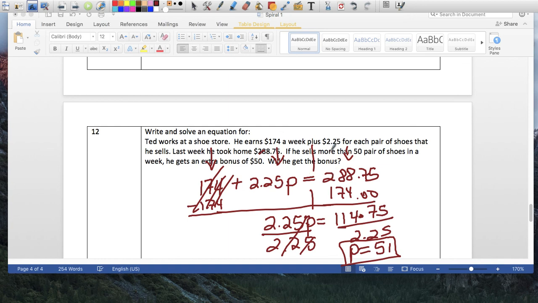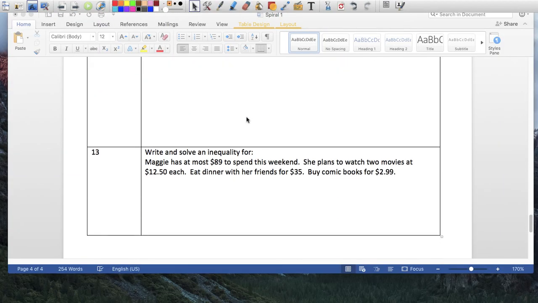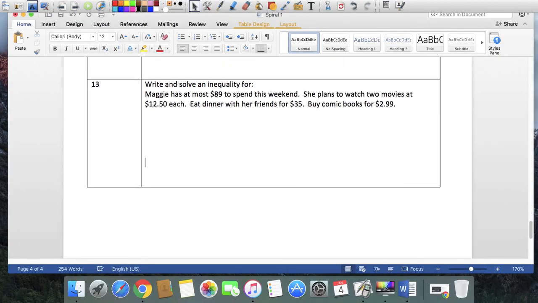So the question is, if he sells more than 50 pairs of shoes in a week, he gets an extra $50 bonus. Well, he did sell more than 50 pairs of shoes last week, he sold 51. So on top of the $288.75, he's going to get an extra bonus of $50, hopefully at some point this week. Okay. Last one. Yeah, last one.